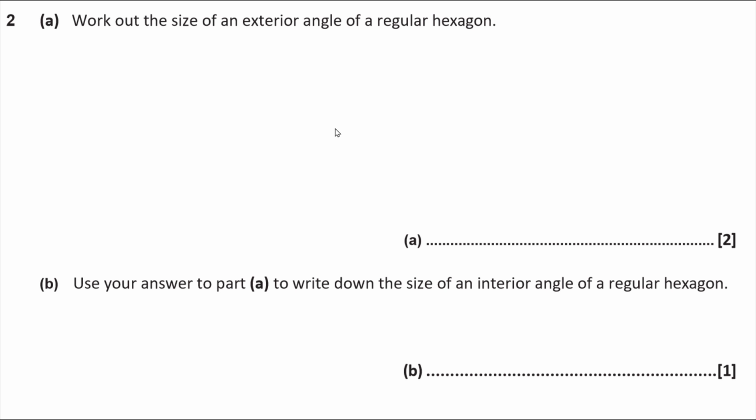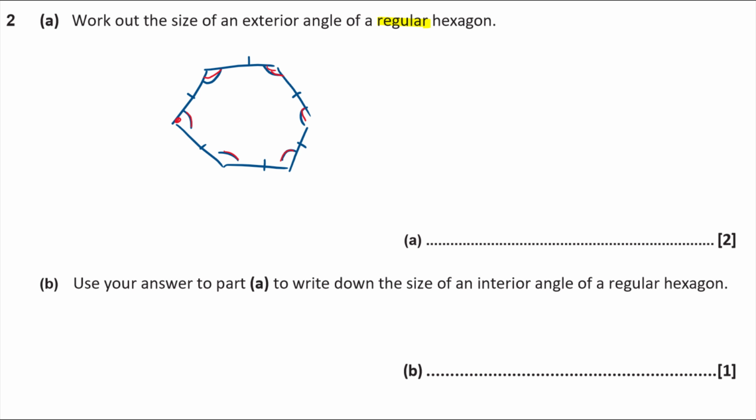Question 2. Work out the size of an exterior angle of a regular hexagon. Okay, so regular means all the sides and angles are the same size, doesn't it? So we've got a standard hexagon, poorly drawn by me, but you get the idea. If it's regular, all the sides are the same and all the angles are the same. But these are the interior angles, aren't they? We don't want the interior angles, we want the exterior angles.